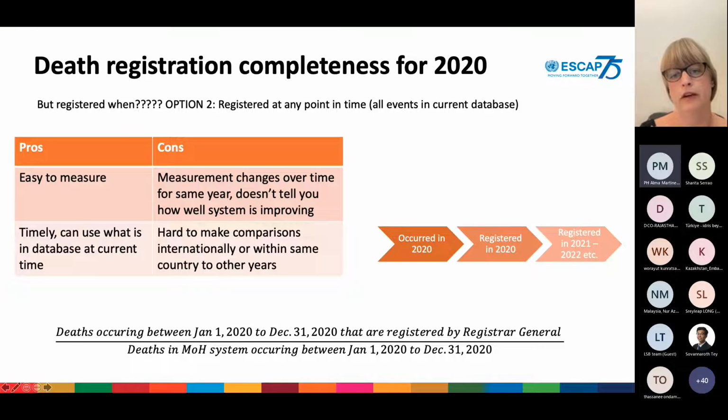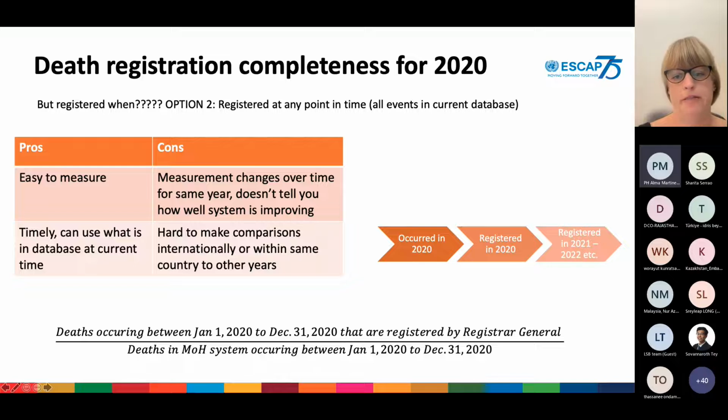If we look at option 2, registered at any point in time, allowing any kind of delay, it's very easy to measure. It's also very timely because you can pull the database at any point in time, look at the deaths, pick a year, and do the analysis.